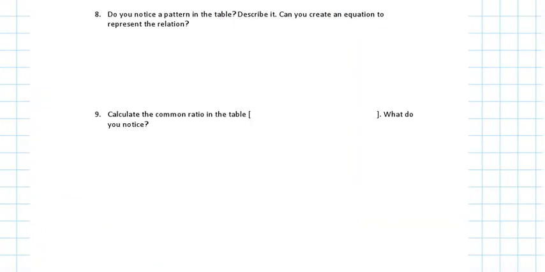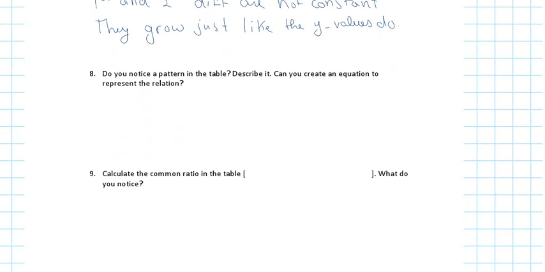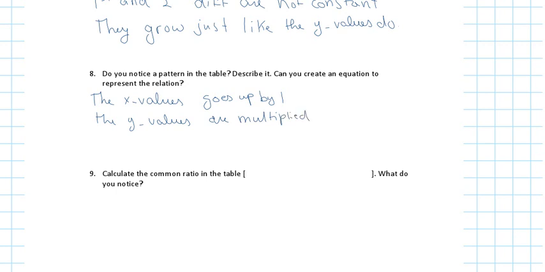So the x values pattern goes up by 1. The y values are multiplied by 2 each time. So how can you write an equation for this?